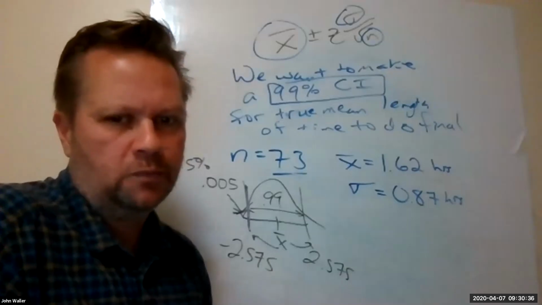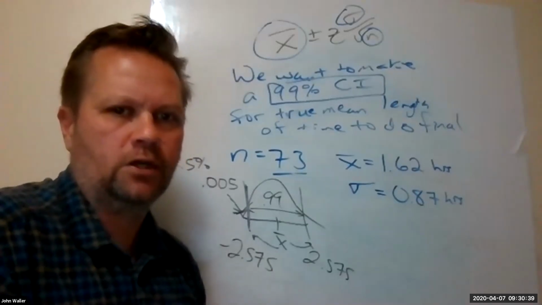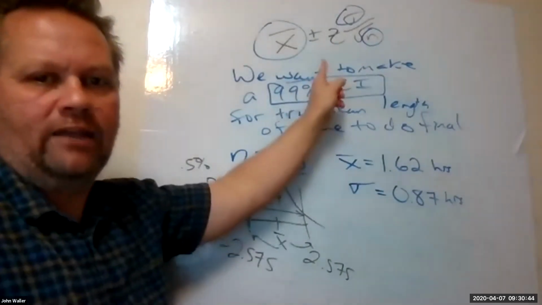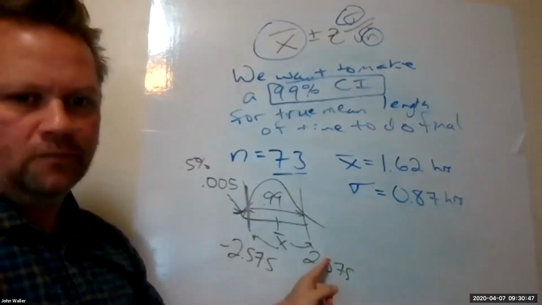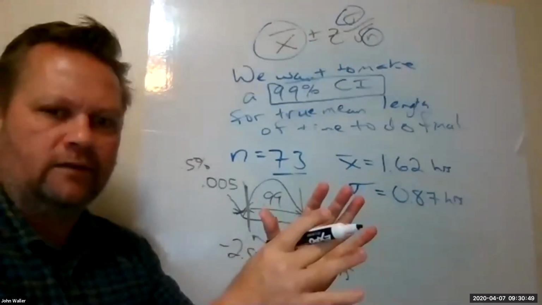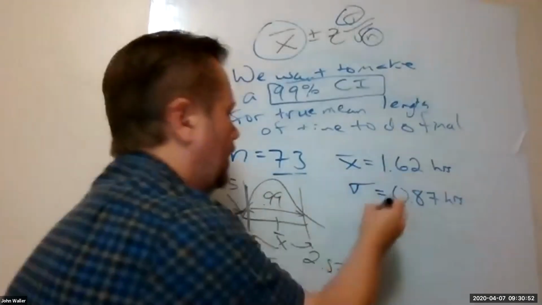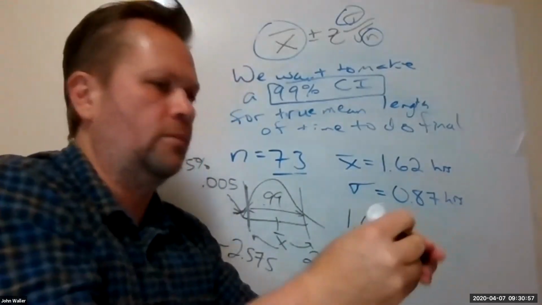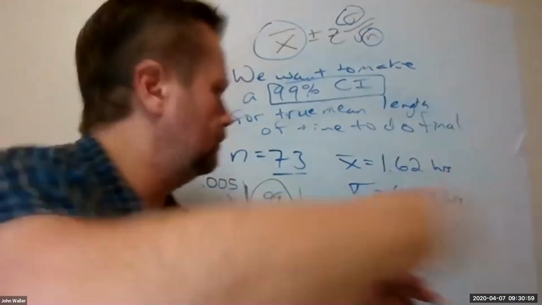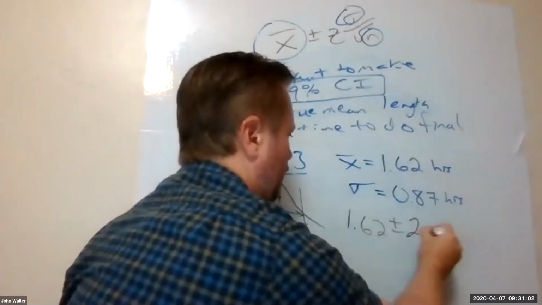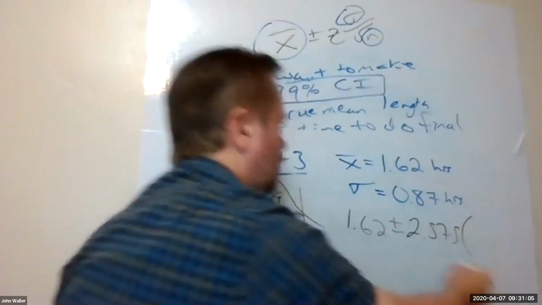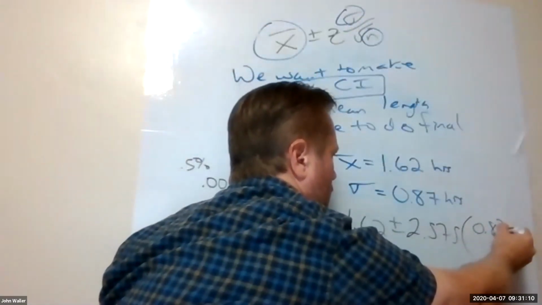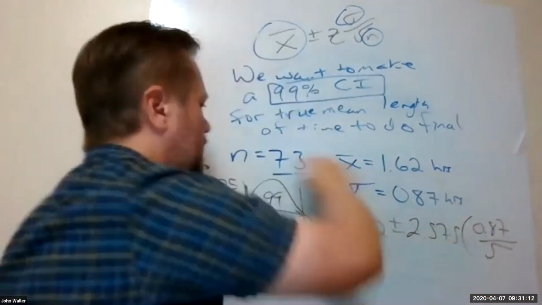Okay, so let's put all this together. When I put the z-score in the formula, I don't put negative because the negative's already in the formula. There's plus and minus. So just put 2.575 in. Don't freak yourself out. So it'll be x bar, give or take 2.575 standard deviations, 0.87 divided by the square root of n, which was 73.